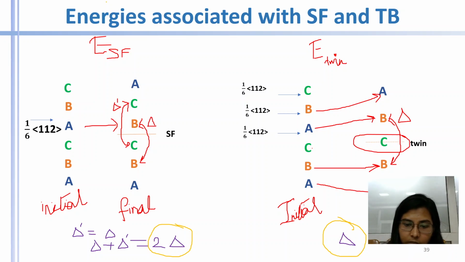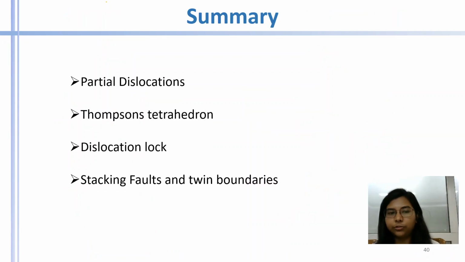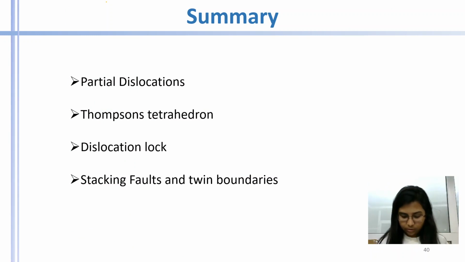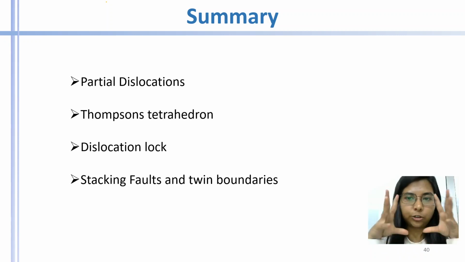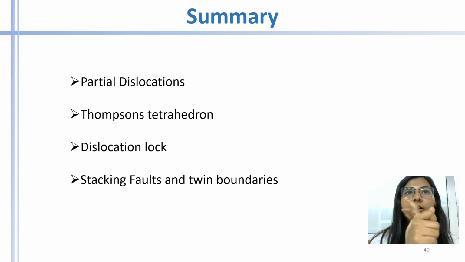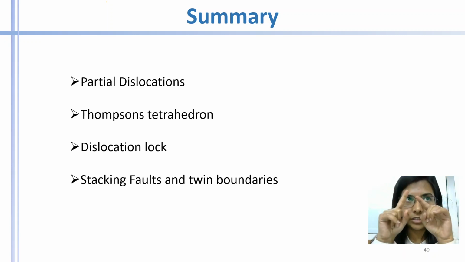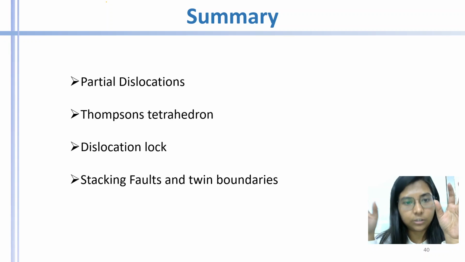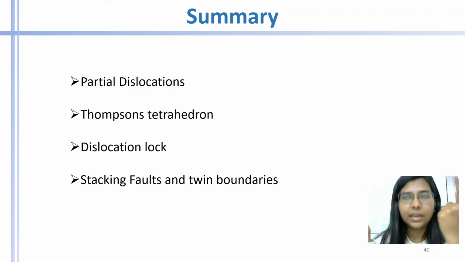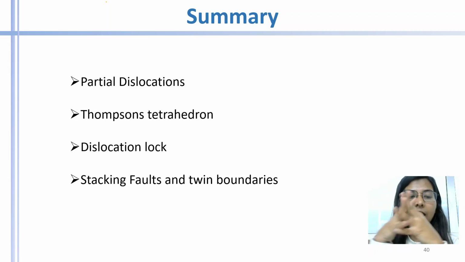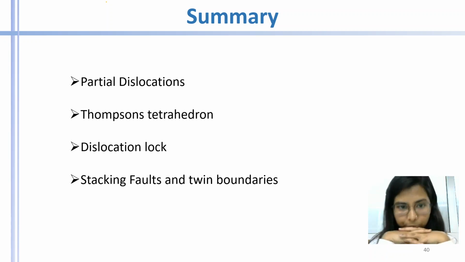So this is, I think, all. What have we learned today? What is the summary? We have learned about partial dislocations. We have learned that partial dislocations are of two types: one is glissile, one is sessile. Then we learned about the Thomson's tetrahedron, which is the flat projection of the tetrahedron combining the 111 planes and their edges, which are the 110 directions. Then we learned about dislocation locks. If we have two equivalent 111 planes like 111 and 111 bar, then they will form a dislocation lock. And then we learned about the stacking faults and twin boundaries.